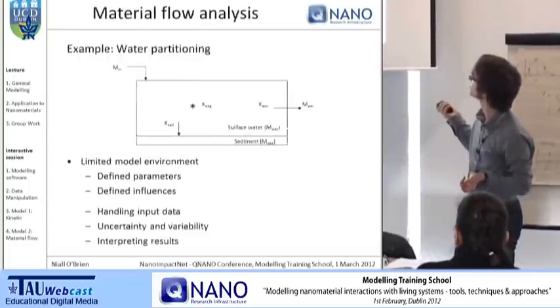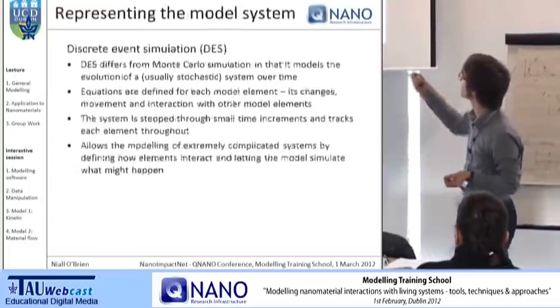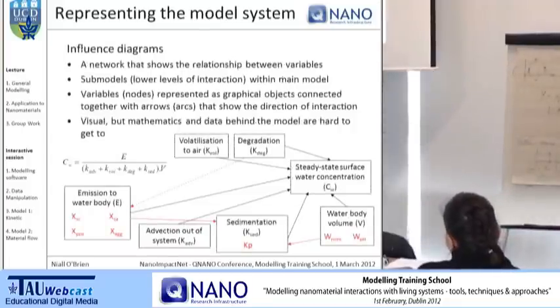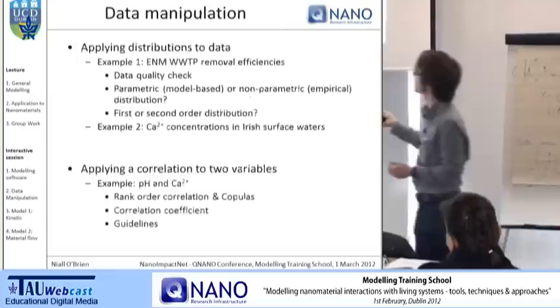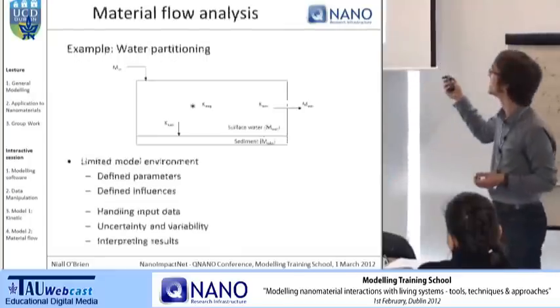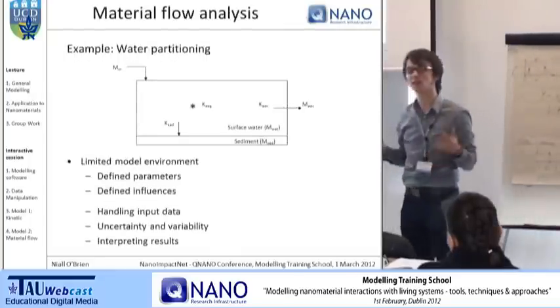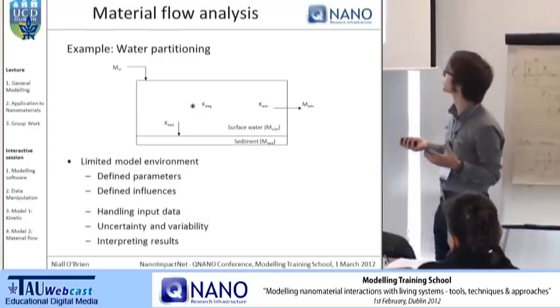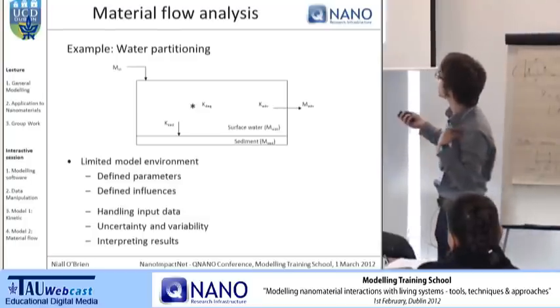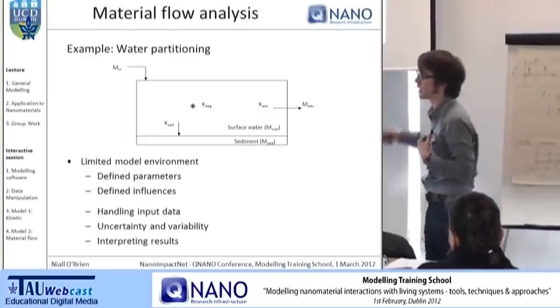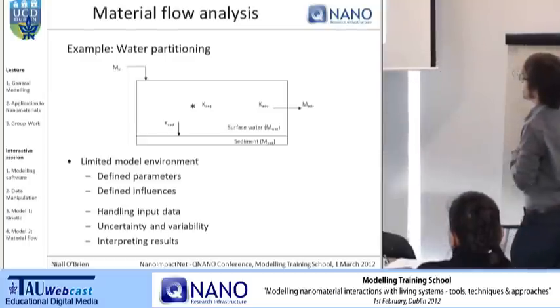Then we're going to look at material flow analysis. Very simple. So going back to this here, I just took that and thought, what can we do in half an hour, 45 minutes? We can look at this. First order rates. So again, there's no second order rates here. We looked at just first order rates. With defined parameters, defined influences, we're going to look at handling input data, uncertainty, variability, and interpreting the results from it.